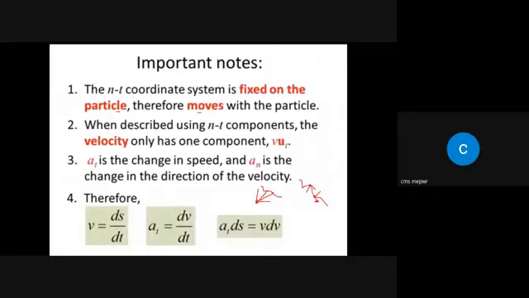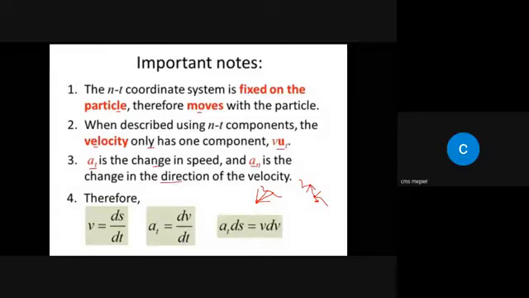So when describing velocity using the n-t coordinate system, the velocity only has one component, and that is the t component. Whereas in case of acceleration, we have both components, and at basically represents the change in speed or change in magnitude of velocity, and an represents the change in direction of velocity. As we know, velocity is the time derivative of displacement, or ds by dt. In the n-t coordinate system, v has one component, that is vt. So the acceleration that we use in this equation will be the tangential component of the acceleration. Since acceleration is equal to dv by dt, and we can have only one component, at is equal to dv by dt, right?